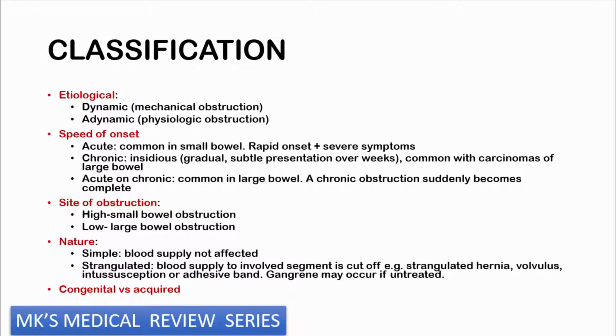Then, according to the site of obstruction, you may classify it as a high obstruction or small bowel obstruction versus large bowel obstruction. Then, according to the nature, this is just simply looking at whether the blood supply to that segment of the gut has been compromised or it hasn't. If the blood supply is not compromised, you refer to that as a simple obstruction. If the blood supply has been cut off to that segment of the bowel, you refer to that as strangulation.